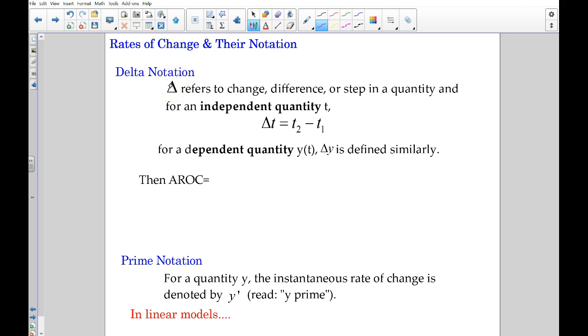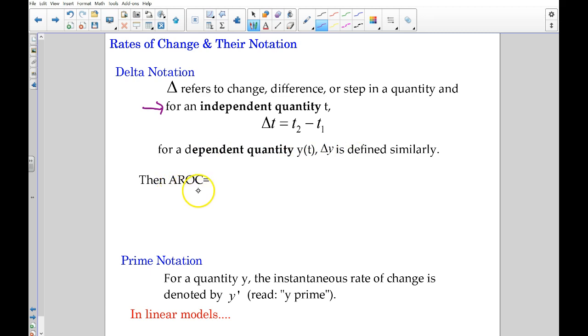It looks like a triangle. And all it refers to is change or difference in a value. So if we're looking at independent quantities, for example time, if t represents time, we would write delta t to represent the difference between t2 and t1. Now it could be reversed, it doesn't much matter. And then similarly for a dependent quantity, you can define delta y similarly.